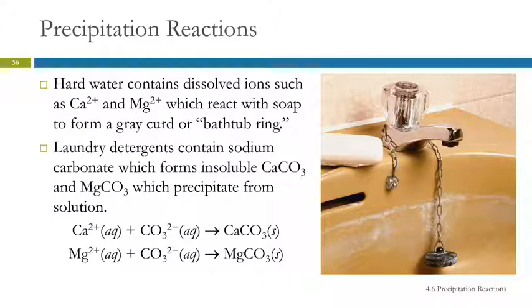side of the bathtub. That forms through a reaction of calcium and magnesium ions in the water with the soap that you use to clean yourself. And that actually ends up making the bathtub look dirty. So it's called a gray curd or bathtub ring. It's just sort of this scummy stuff.